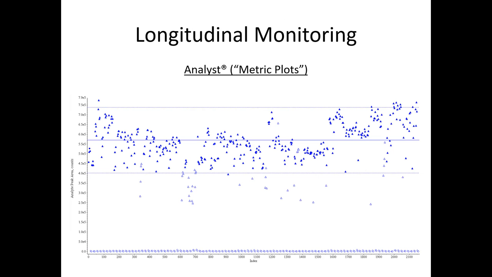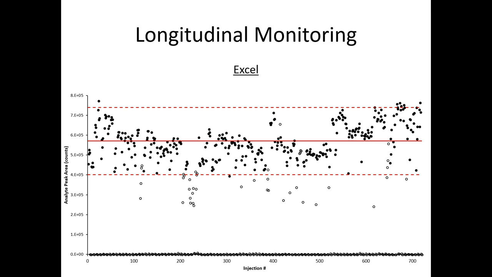This is another way. Analyst has software that looks at longitudinal monitoring. So you just plot one metric versus injection number or time, and you can get a sense of the system performance. Here it's showing the average and then one standard deviation of all of those data. Obviously, you'd like it if those standard deviation lines were as narrow as they can be. This is doing that same thing in Excel. So if you don't have software that's ready to go, you can take the data out and plot it.